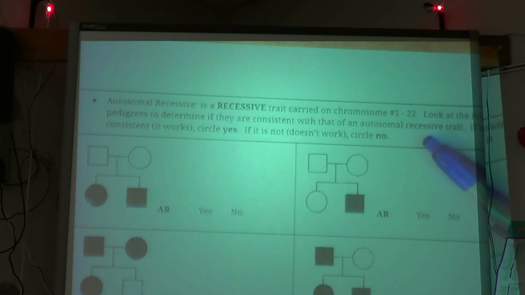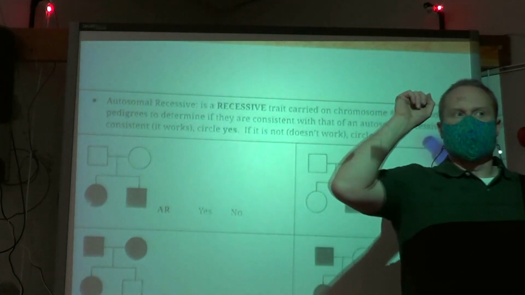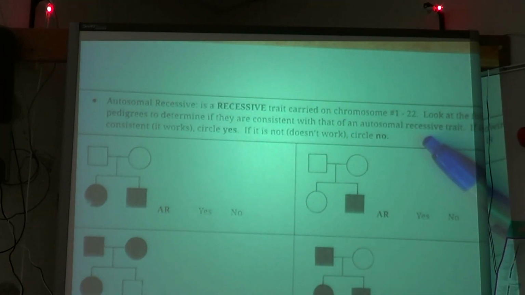If it's autosomal dominant, then shaded means big A something. This is not autosomal dominant, this is autosomal recessive, okay? So forget all that stuff about big A's being shaded. So switch gears. And that's what messes with people a lot, this switching of gears. So autosomal recessive is a recessive trait that's carried on the autosomes, which is chromosomes 1 through 22. Look at the following to determine which is possible, circle if it does.